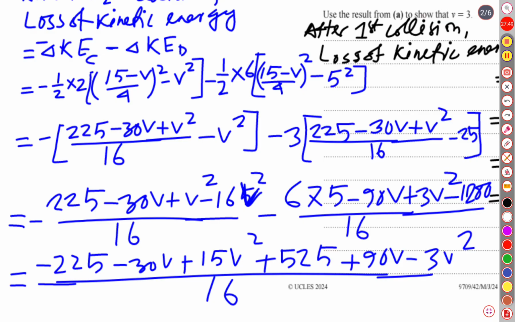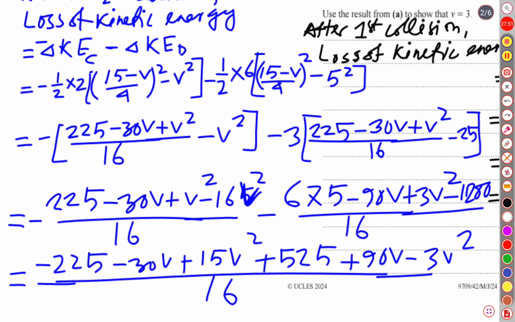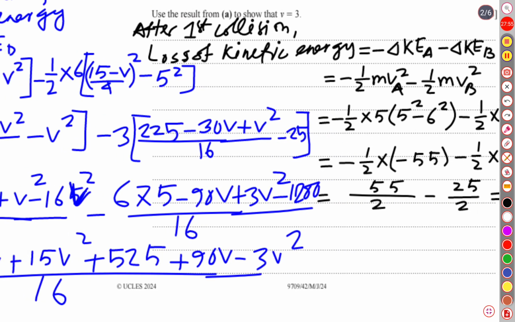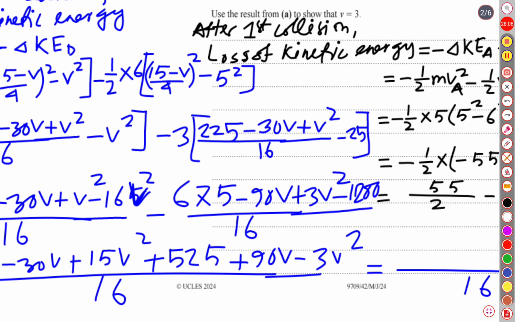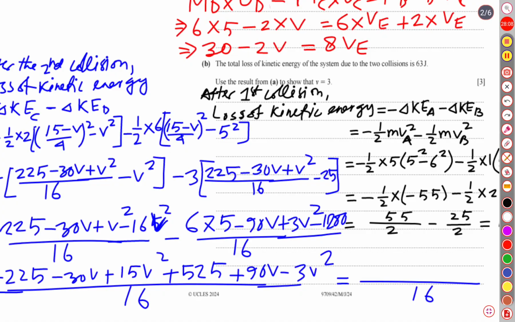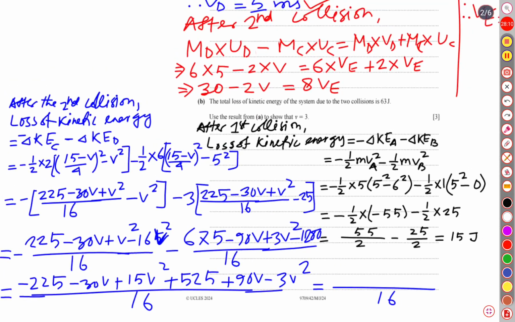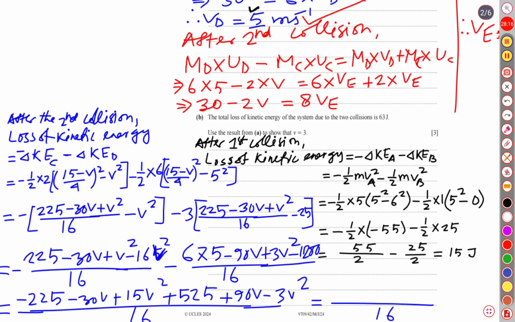After that, what is it going to be? I don't have space to write over here, okay, I can just write over here. Equal to, with 16 as the denominator. And if we simplify the v square, what will happen to the v square? 15v square minus 3v square, so it is actually 12v squared.